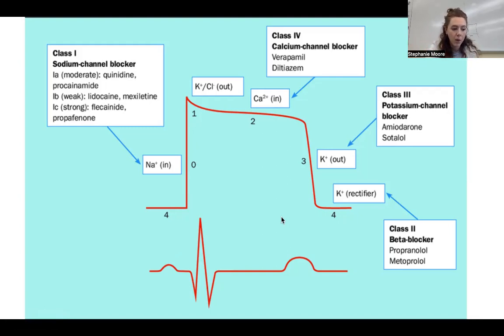I said heart blockage is caused by bad cholesterol. We also need to make sure we're ingesting calcium because calcium is going to allow that plateau to happen so that we don't get tetany.